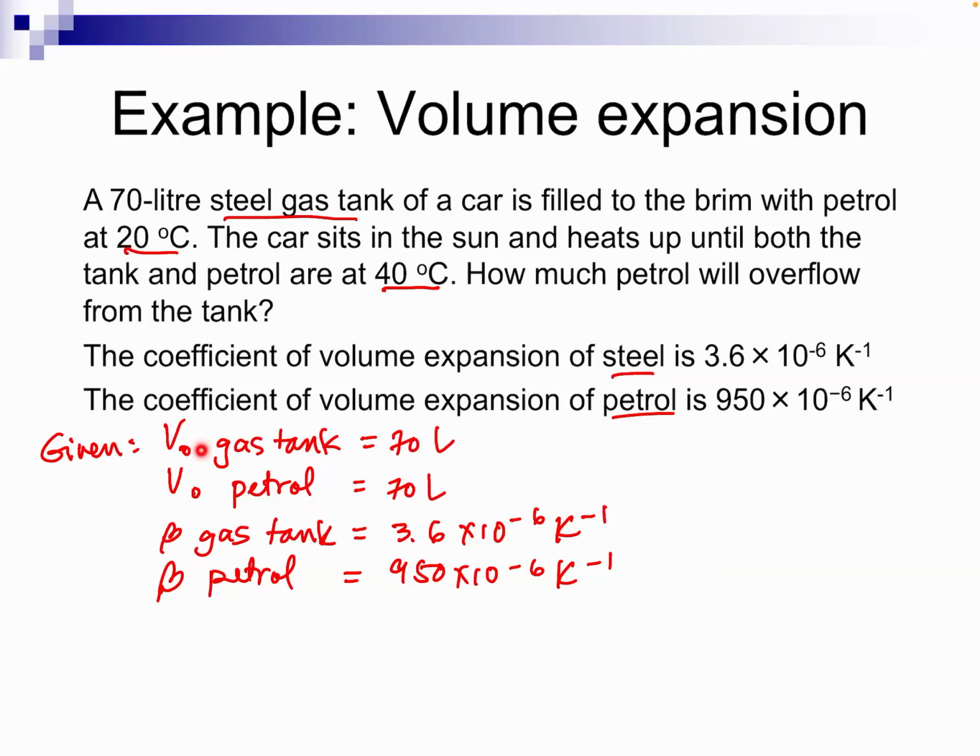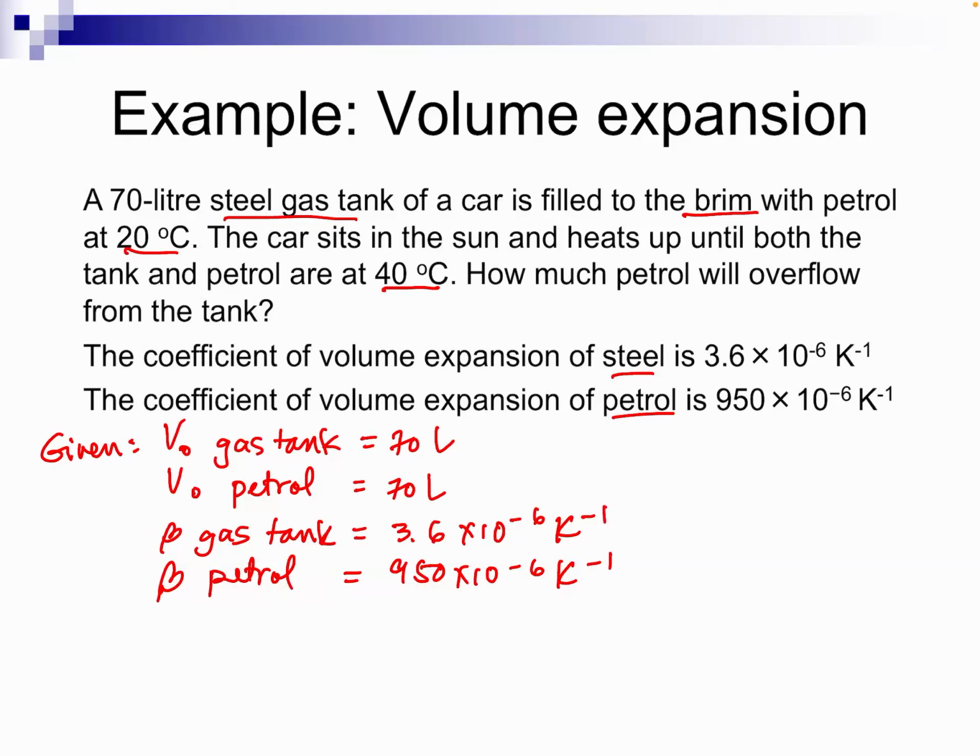All right, so we're given the initial volume of the gas tank, 70 liters, and the coefficient of thermal volume expansion of the gas tank. Since the tank is filled to the brim with petrol, that gives us a clue that the initial volume of petrol should also be 70 liters, the same as the volume of the gas tank. And we're given the coefficient of volume expansion for petrol.